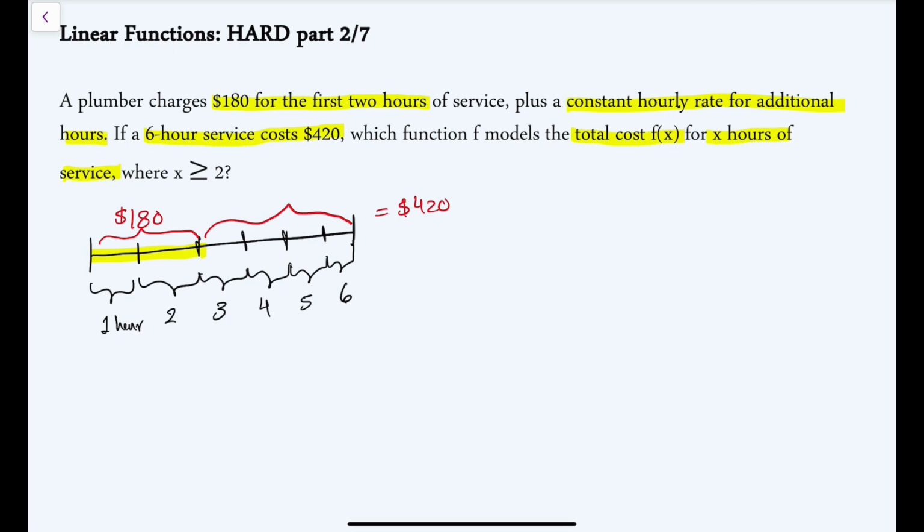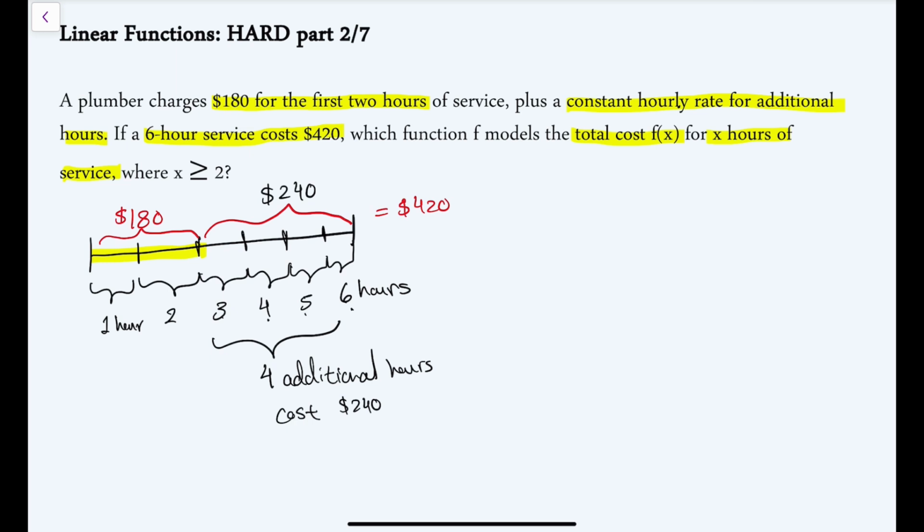We're saying 6 hours of work, which is what we demonstrated here, costs $420. So that means that initial $180 for the first 2 hours, plus whatever is missing here, has to add up to $420. We see that that ends up being $240. Okay? So 4 hours of work, right? 3, 4, 5, 6. So 4 additional hours cost $240. Okay, that makes sense.